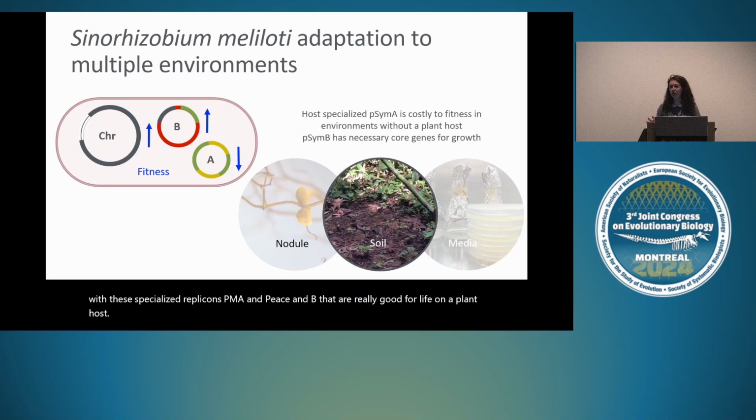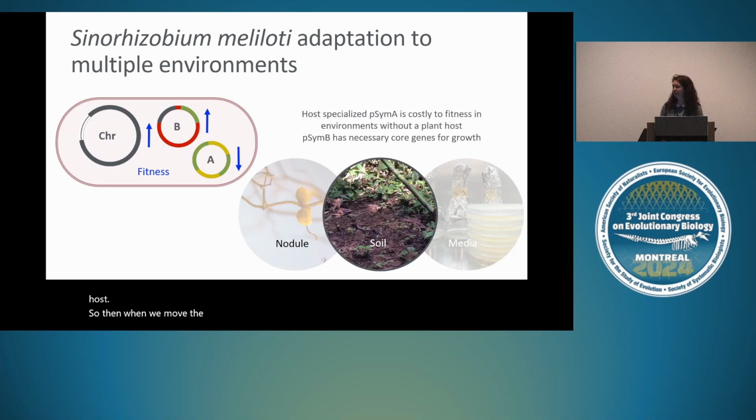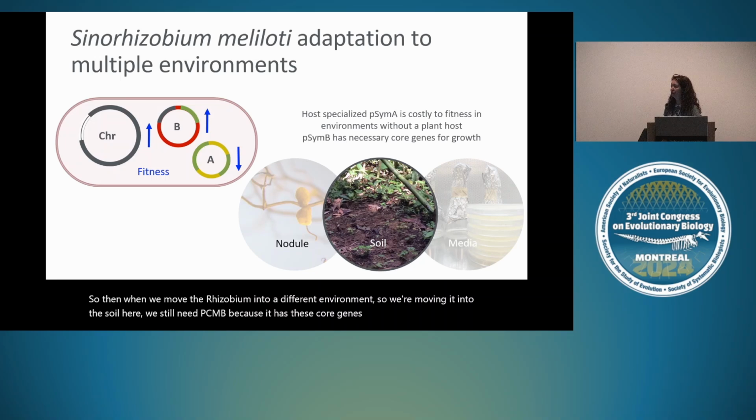Then when we move the rhizobium into a different environment, the soil, we still need pSymB because it has these core genes that it got from the chromosome, so it will be important in this environment. But pSymA, which is specialized for a plant host, could be costly in this environment. It's costly to maintain this extra genetic material or this replicon when there's no plant host around.